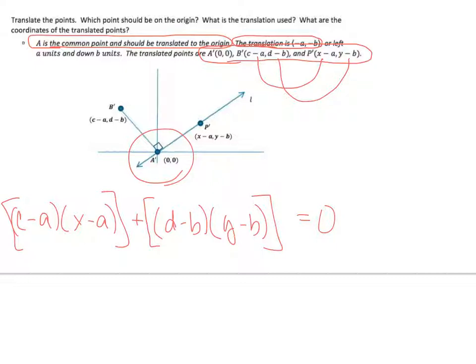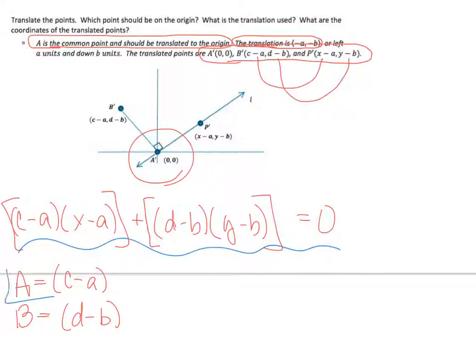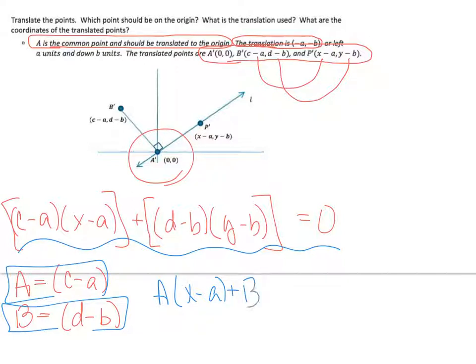All right, so if A, we're just saying c minus a, and B equals d minus b, write this equation substituting A and B. So we're going to have A times (x minus a) plus B times (y minus b) equals 0.